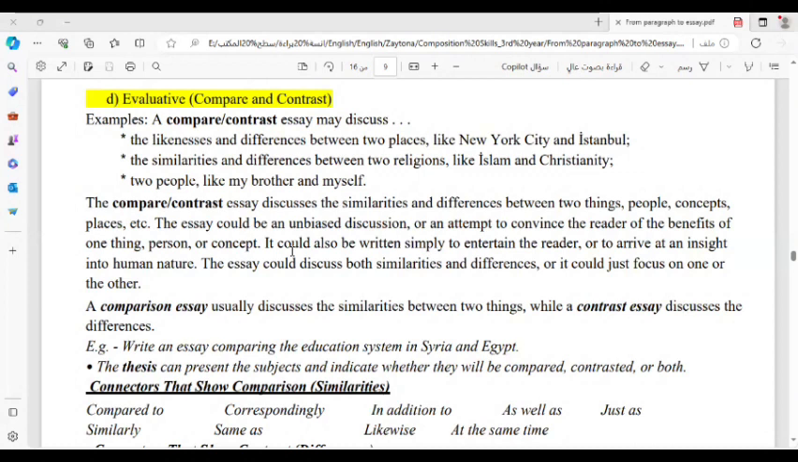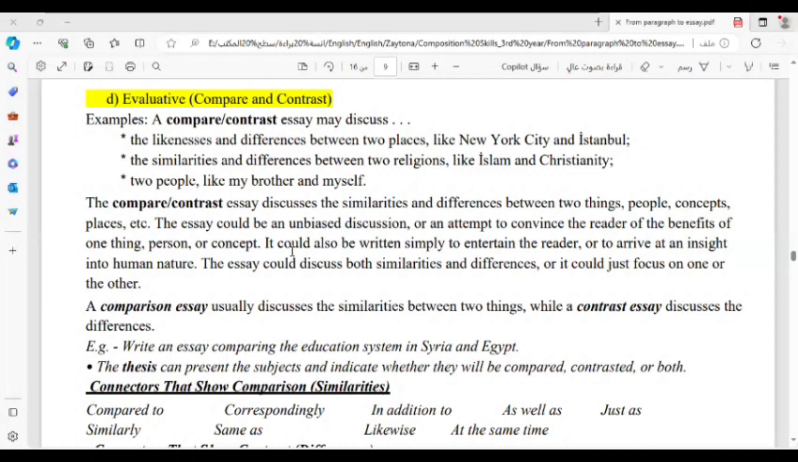So maybe I will ask you to, for example, compare between two places, two universities, two cities, or two people. When I say compare between this thing and that thing, here I mean that I want you to talk about only the similarities.